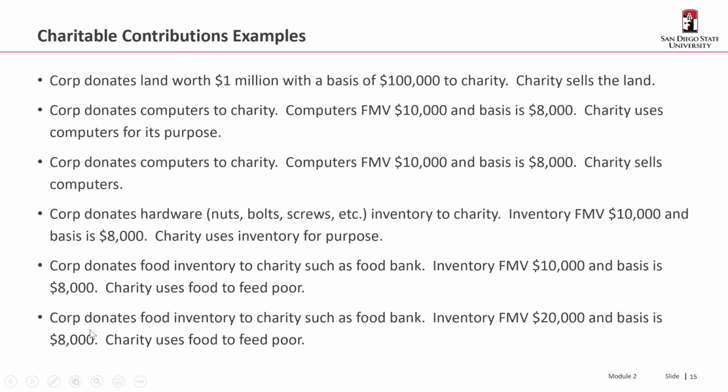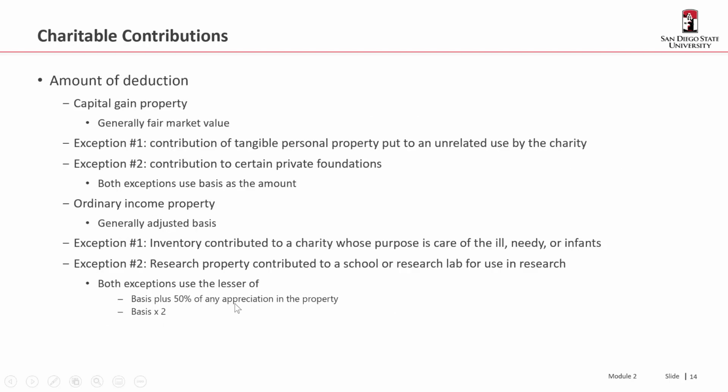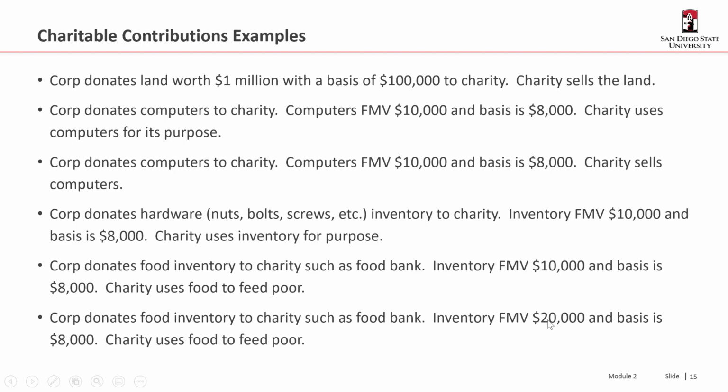They donate food to a charity such as a food bank. Inventory is $20,000. Basis is $8,000. Charity uses food to feed the poor. So really, we've got the same exception here, but we just need to calculate which of the two amounts is lesser. In this case, if I take the increase in the market value over the basis, that's 12,000, times 50% is 6,000. So you add 6,000 to 8,000, that's 14,000. If I just double the basis, that's 16,000. And again, since I'm taking the lesser of those two, that's going to be the 14,000.